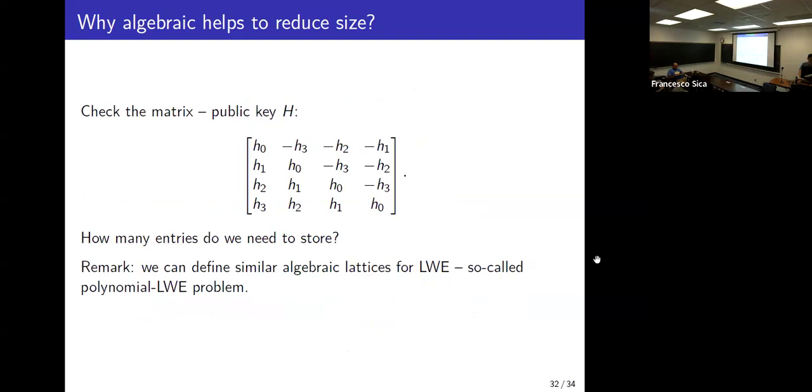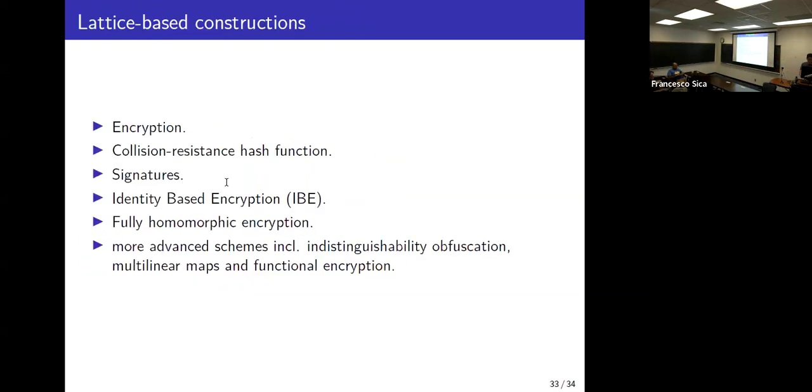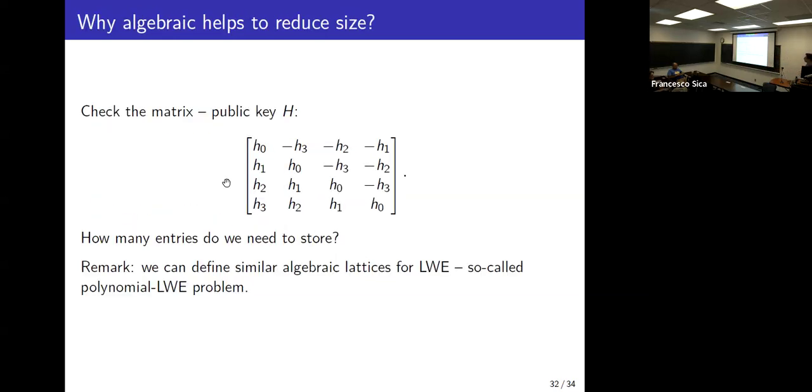So we always have to stay order n samples as opposed to order n squared samples. You can define something similar for LWE, which is the so-called polynomial LWE or ring LWE problem, using the same trick, and that reduces the order n squared matrix into order n. But clearly there is a problem for doing this because we are changing the underlying problem, right?